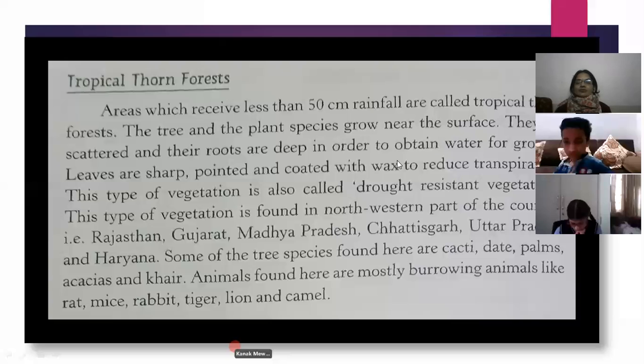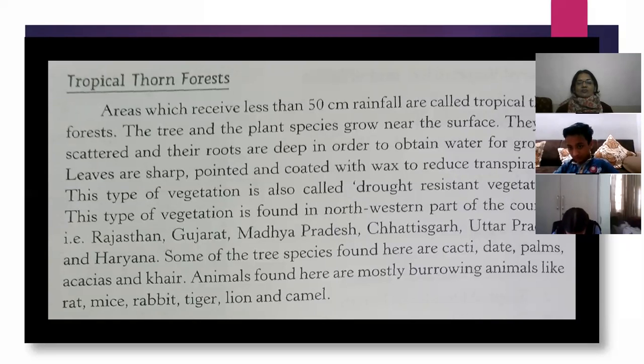Climatic condition all over India. For example, we talk about Rajasthan. Today we are going to study about the tropical thorn forest, and we have different types of vegetation because we have different climatic conditions and different types of soil is found. So according to the condition of soil and types of soil, vegetation is grown.